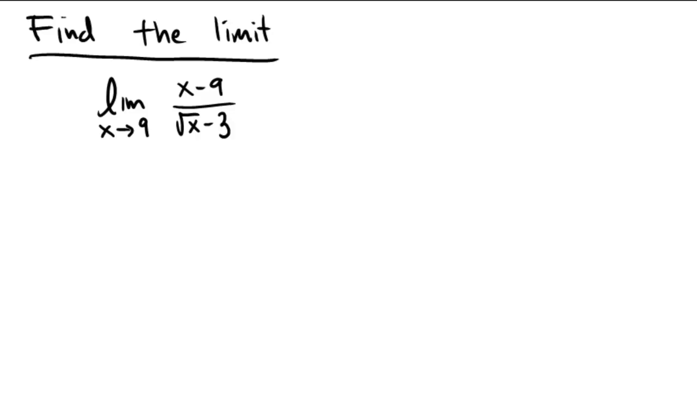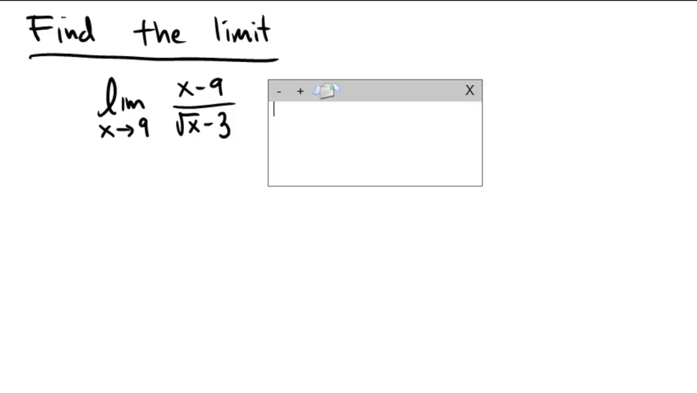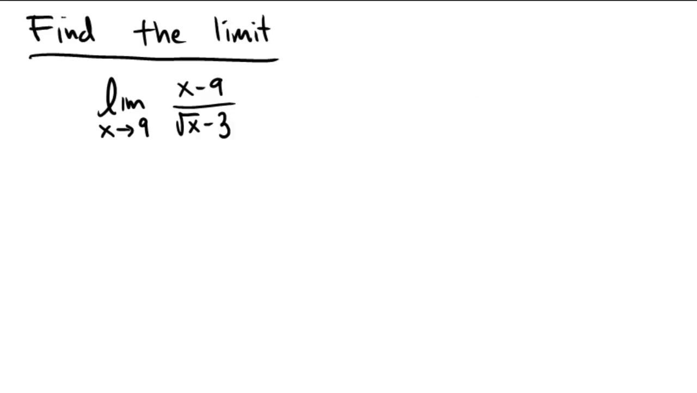We have the limit as x approaches 9 of (x - 9) over (√x - 3). Now, one way you could do this is by rationalization of the denominator, but given that the top, you can actually view the top as a difference of squares. I'm going to use a different technique here.